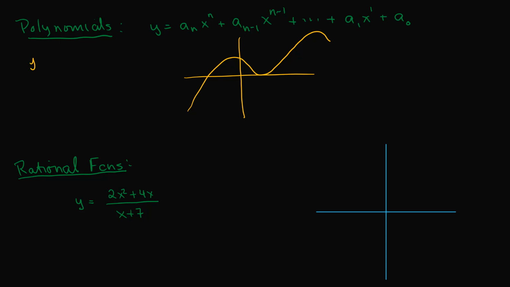A couple of examples of polynomials would be something like 4x cubed minus 8x plus 7. Notice the highest power of x is a 3, or x cubed. This tells us that the degree of this polynomial is 3. It's going to be important to be able to identify what the degree is. And the degree is just the highest power of the polynomial.